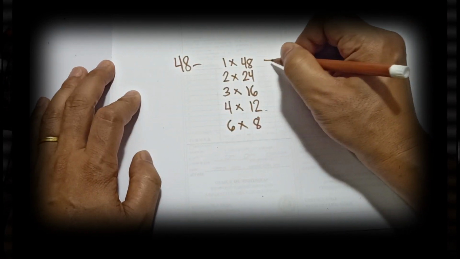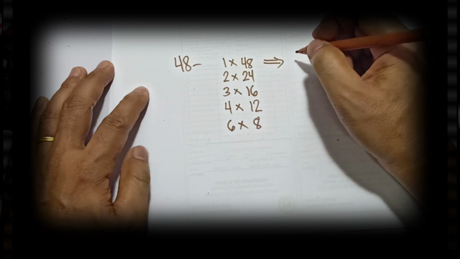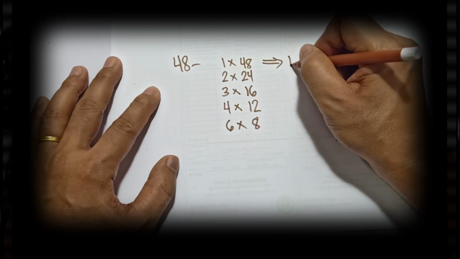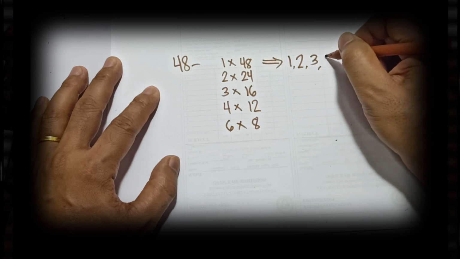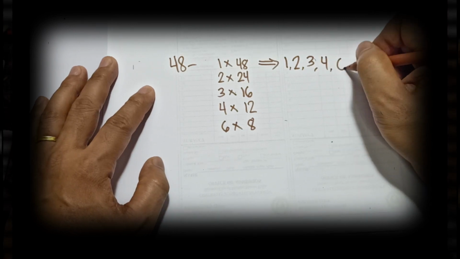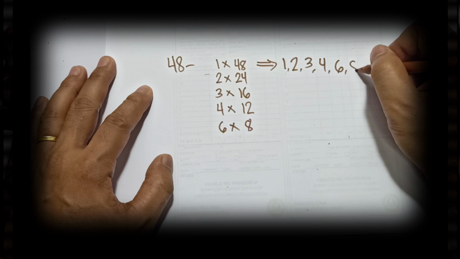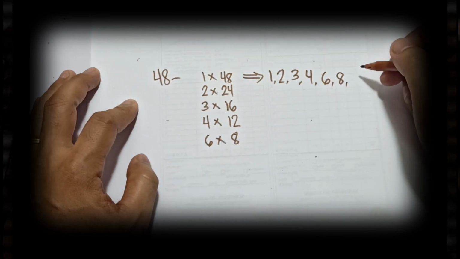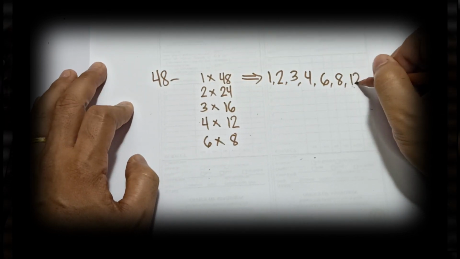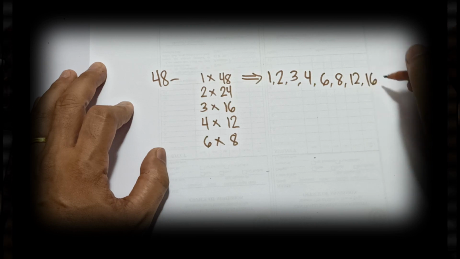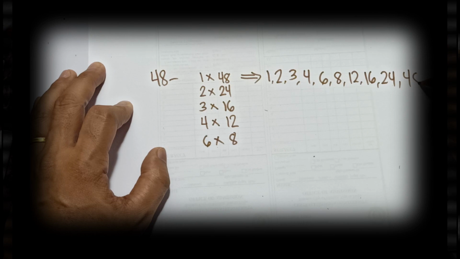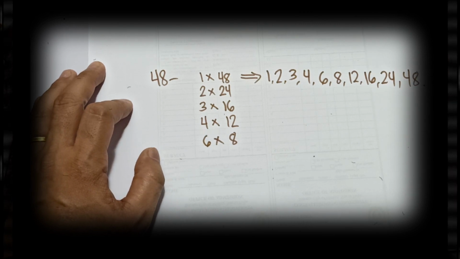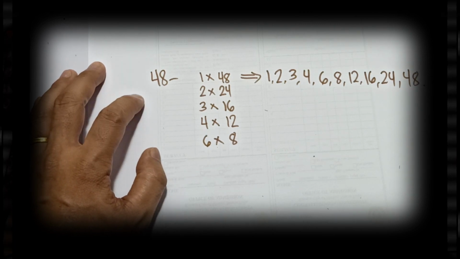So to make it clear, the factors of 48 are 1, 2, 3, 4, 6, 8, 12, 16, 24, and 48. So those are the factors of 48.